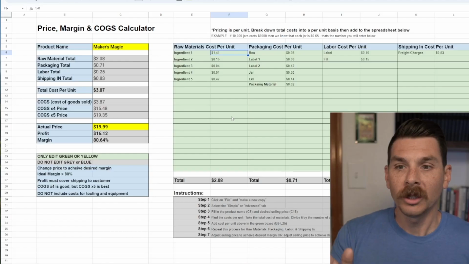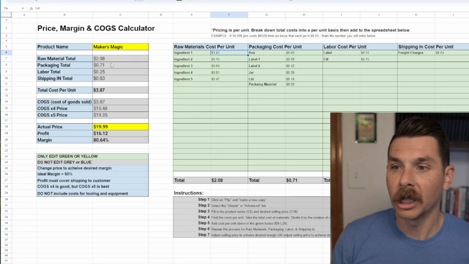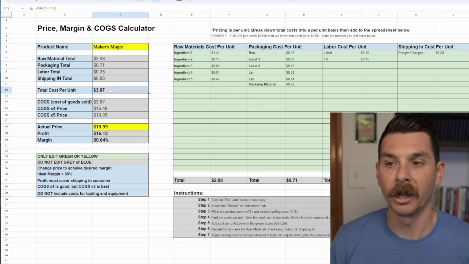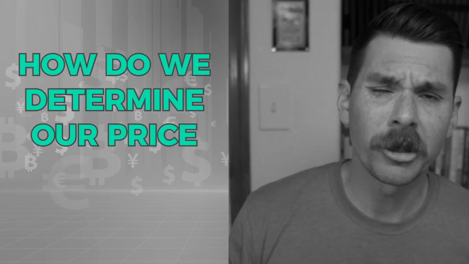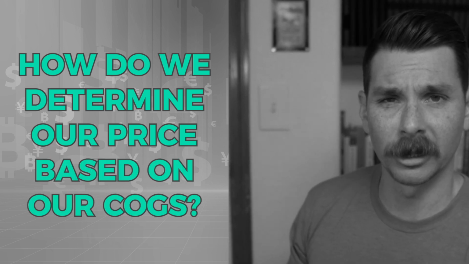Starting to make sense? Once we've broken down all of our costs, we're going to get a total, and all of that total is going to show up here in our total cost per unit, which is the same as our cost of goods. But how do we determine our price based on our cost of goods? If that was the only number we had, could we figure it out? The answer is yes. Let me tell you why.